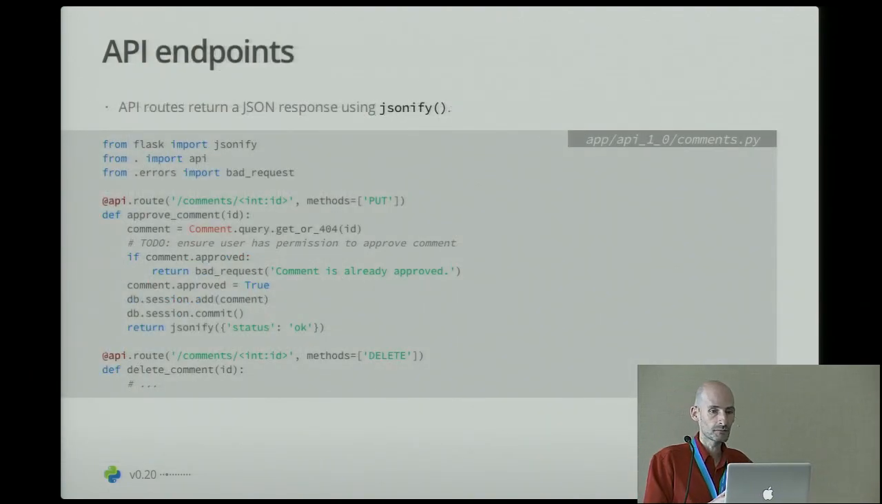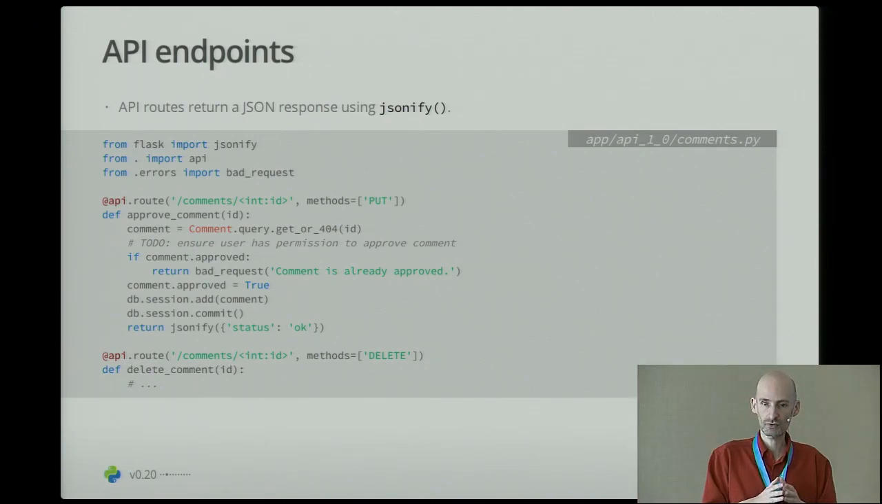Okay, so this API has 2 endpoints, so there are 2 requests or routes. One is to approve and one is to delete.